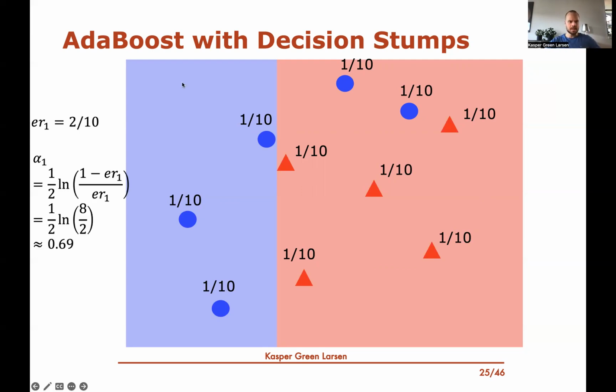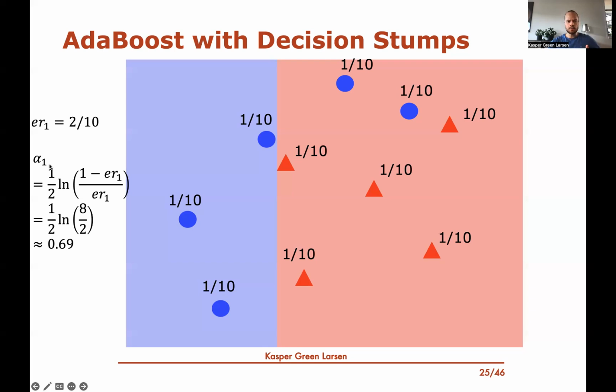And then we had this magic constant, which was in the algorithm: it's a half log of 1 minus the error over the error. Okay, so what is this? So 1 minus the error must become 8/10, and the error is 2/10. So if we divide the two, we get 4. This is roughly 0.69. Okay, so this is the first weighing alpha 1.